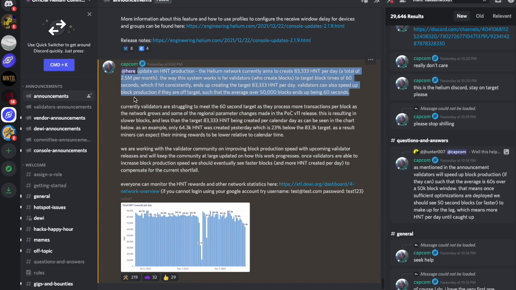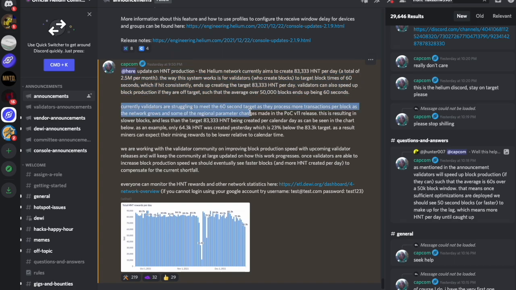Validators can also speed up block production if they are off target, such that the average over 50,000 blocks ends up being 60 seconds. So what he's saying here is there is fluctuation in between block times in order for validators to try and make the average block speed 60 seconds, so they can go above it, they can go below it. And the key is to track that so they know when they are on and off target, so they know when to increase or decrease block time speeds.